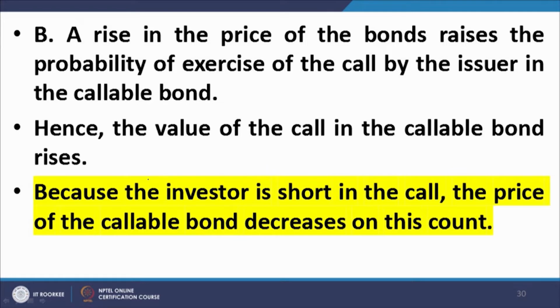A rise in the price of the bonds raises the probability of exercise of the call by the issuer in the callable bond. What is a callable bond? It gives the right to the issuer to take back the bond, to call back the bond if the option turns out to be in the money, or if it decides to exercise the option, the discretion being with the issuer of the bond. Now, obviously, because it is a call option, it would be exercised if the market price of the bond is higher than the exercise price of the option.